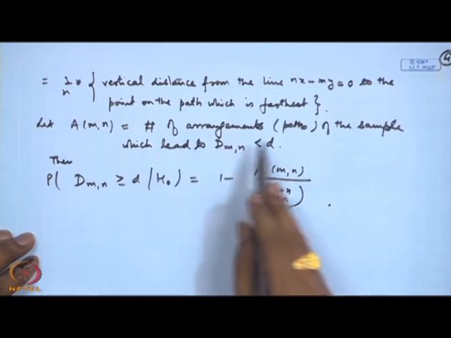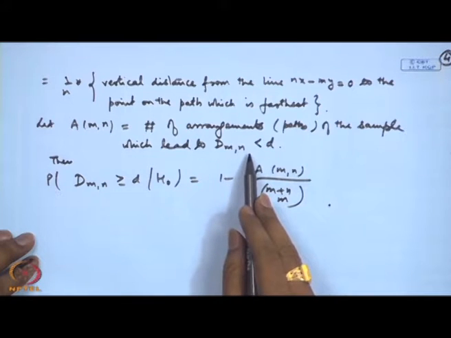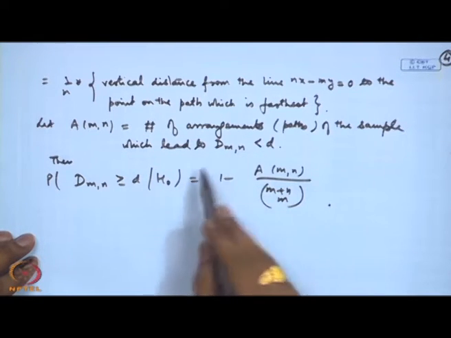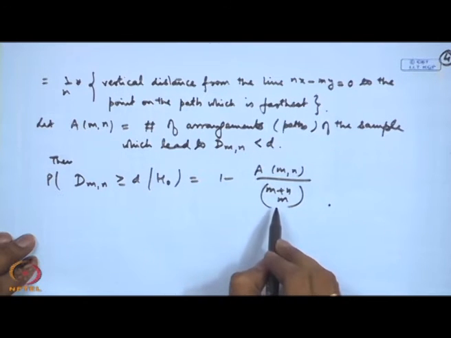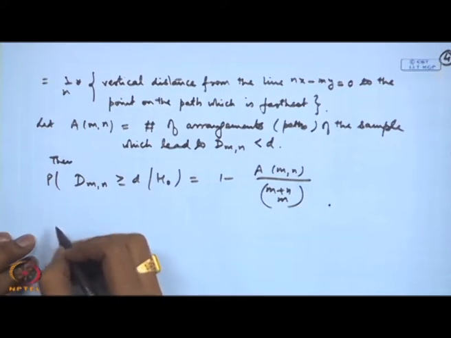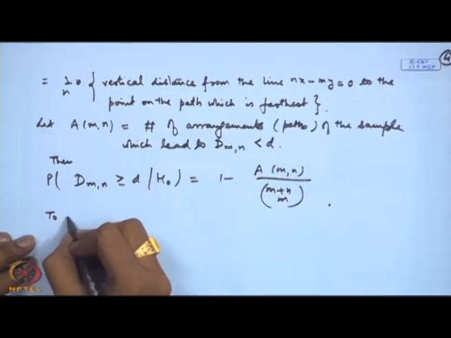So A_mn is the arrangement of the paths of the sample which leads to D_mn less than d. Then the probability that D_mn is greater than or equal to d is 1 minus A_mn divided by (m+n choose m).